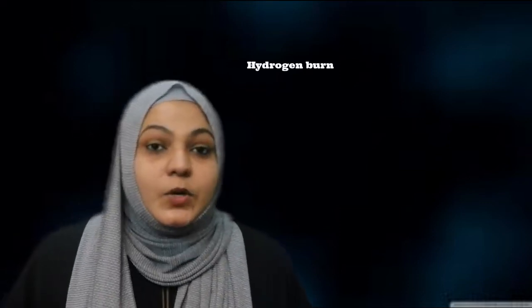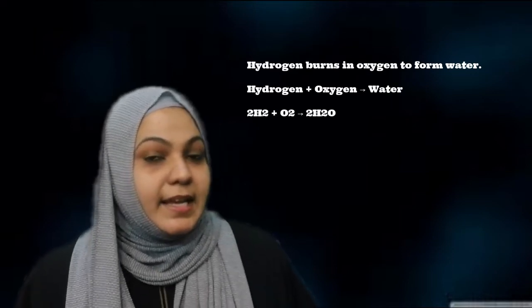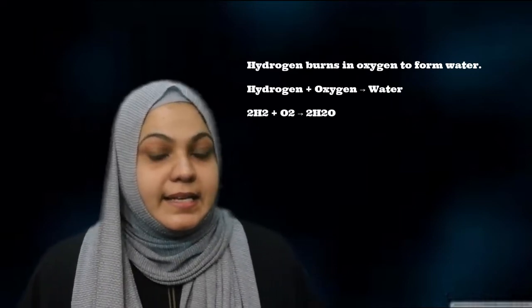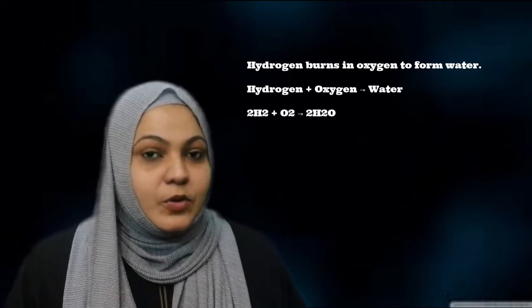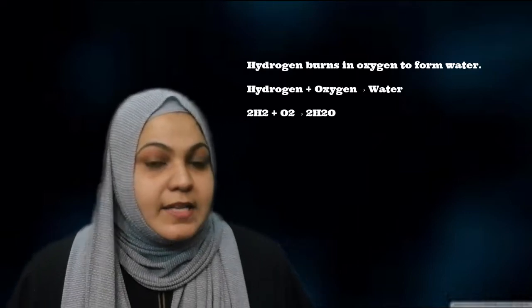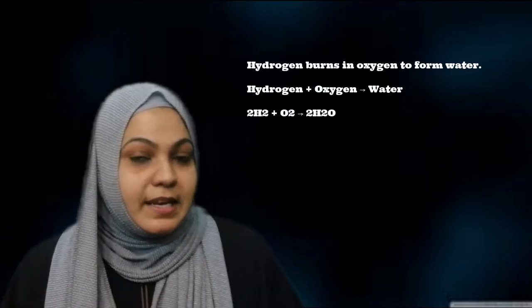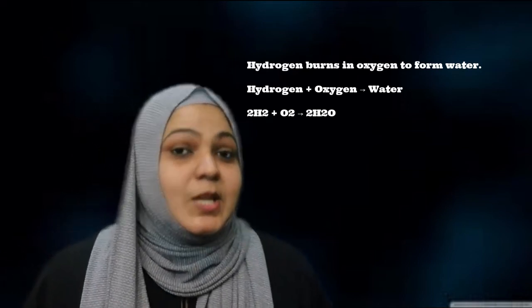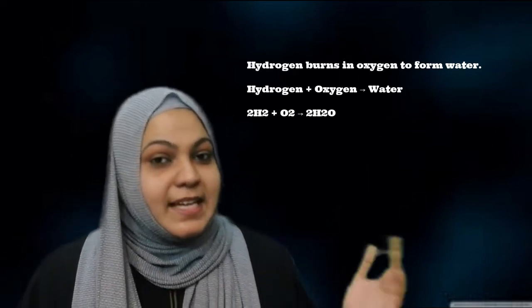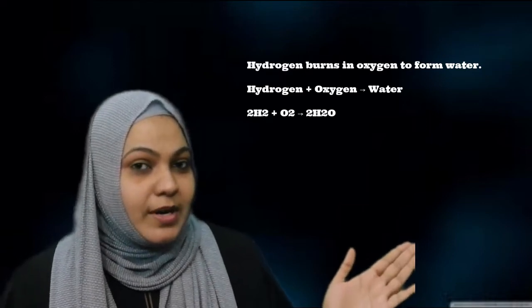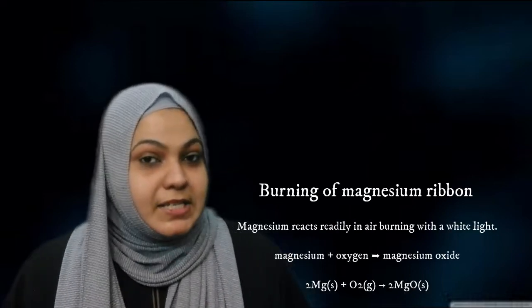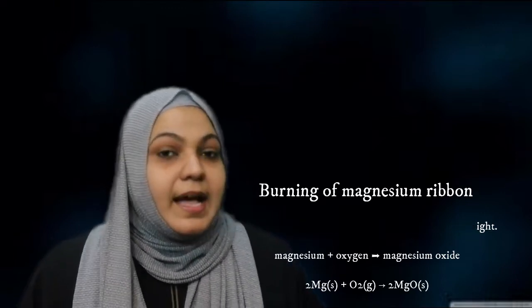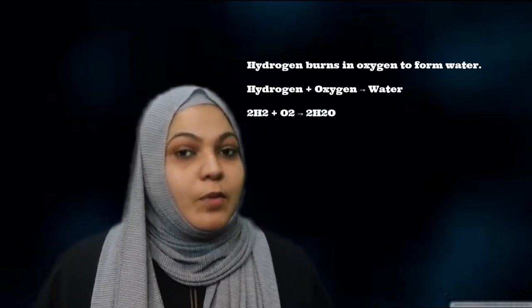Hydrogen burns in oxygen to form water. So here you can see on the left hand side there are two reactants, that is hydrogen and oxygen, to form water. On the right hand side you can see one product, that is water. So how many reactants are present on the left hand side? Only two reactants. So two reactants combine to form a single product, that is water. So I hope you understood. First we discussed magnesium ribbon. Magnesium burns in air, that is oxygen. It forms magnesium oxide. Second example, hydrogen burns in oxygen to form water.